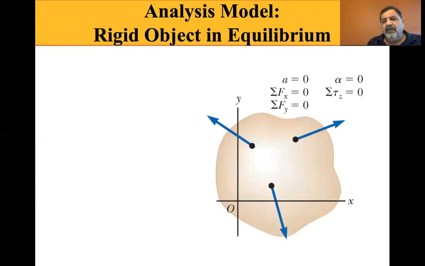If you have the sum of the forces equal to 0, then you have no acceleration. If you have the sum of the torques equal to 0, actually they're just sticking with the xy plane, so there would be no torques in the z direction. There is no angular acceleration, and this applies to some examples.